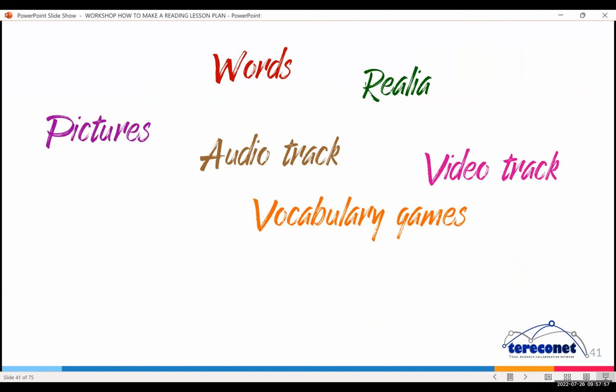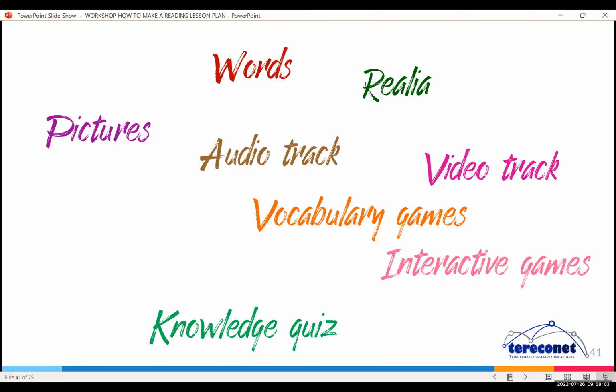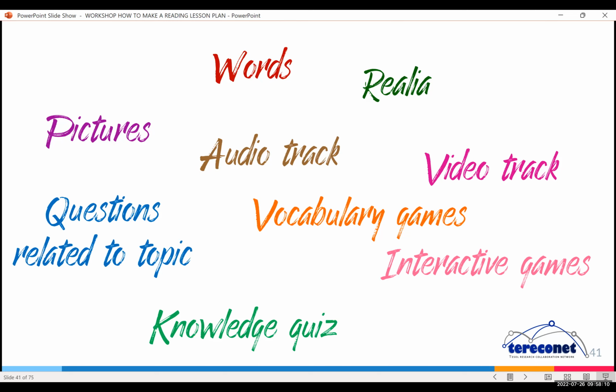We can ask them to play some vocabulary games. We can ask them to play some interactive games. We can also organize some kind of knowledge quiz, or you can give them some questions related to the topic and ask them. So the question related to the topic, or some kind of personalized question that your friends just mentioned or suggested in our activity.